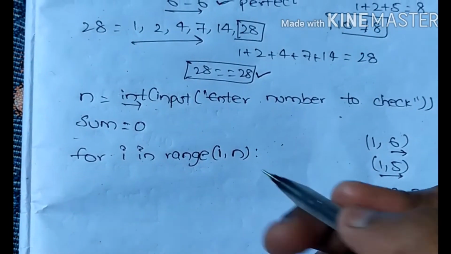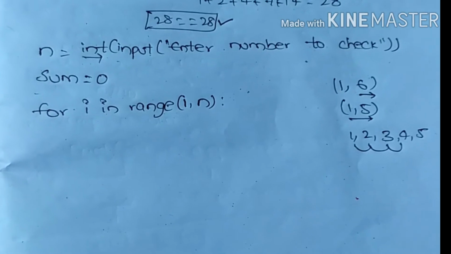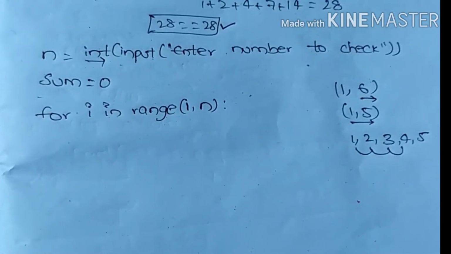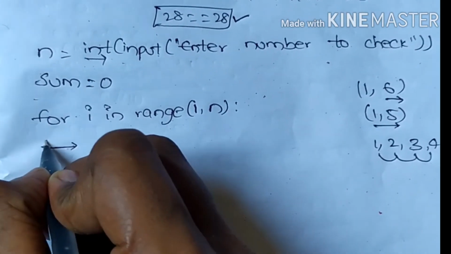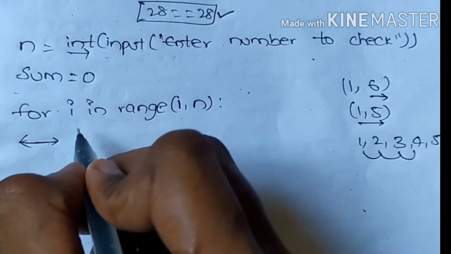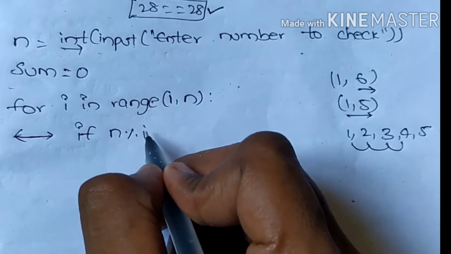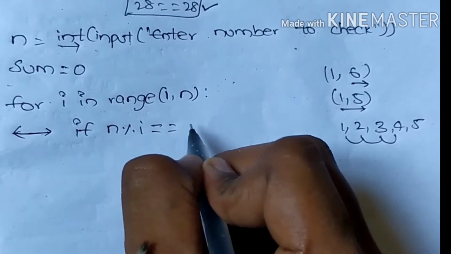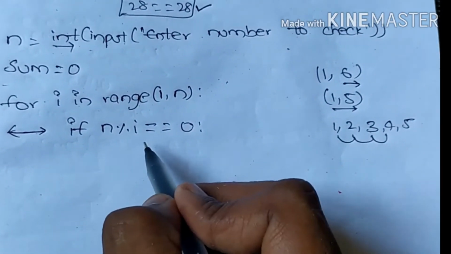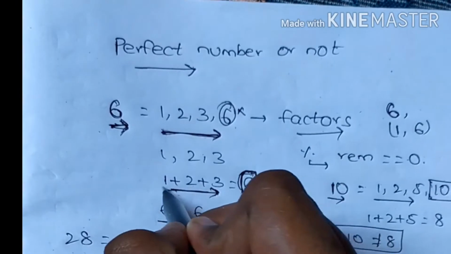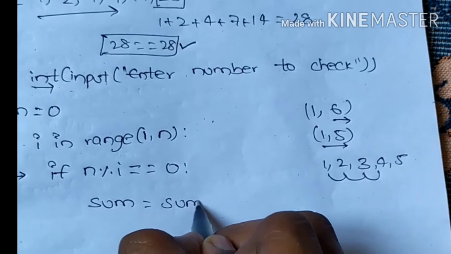We can use while loop also. Here I mentioned for loop. If the number divides the given number, then it will be treated as a factor, right? So we have to write an if condition. Here we have to give indentation, that is 1 tab space or 4 spaces, and we have to write the if condition: if n modulo i equals 0, that it divides completely, then we will get remainder equal to 0. Then inside the if condition we have to get the sum, right? So we will write sum equal to sum plus i.